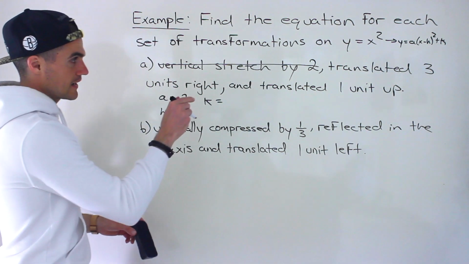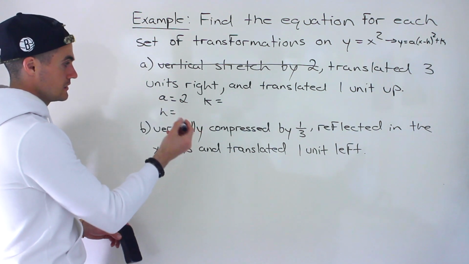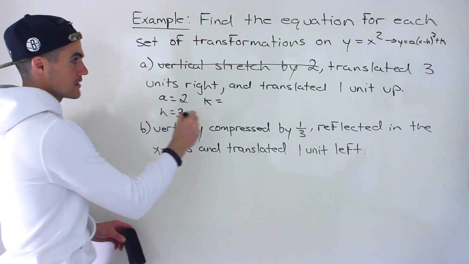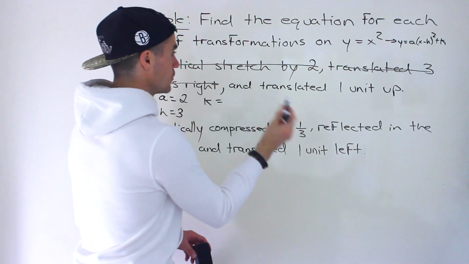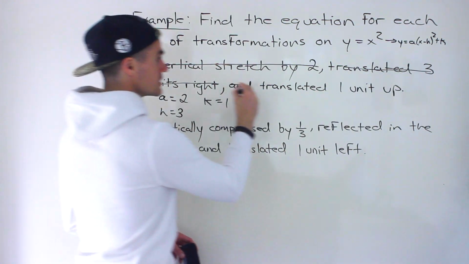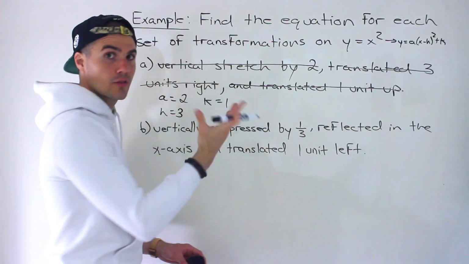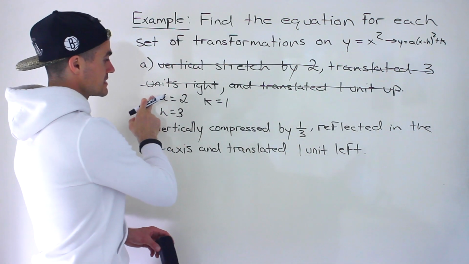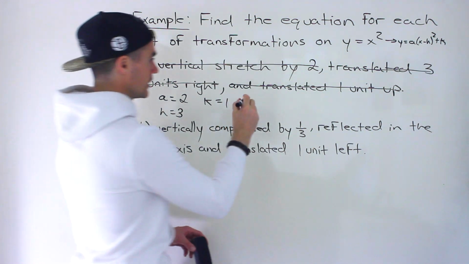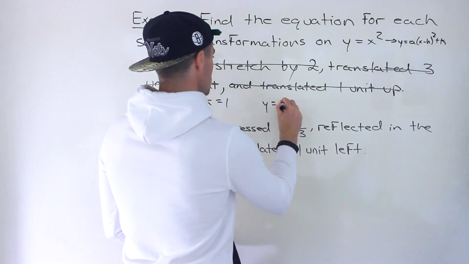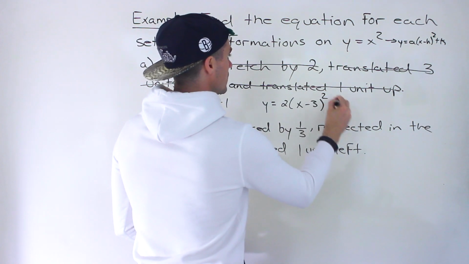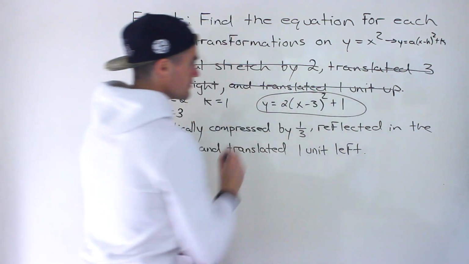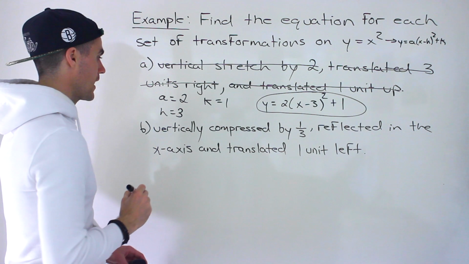The next one, translated 3 units right. That means the h value is positive 3. And then the remaining one, translated 1 unit up, means the k value is positive 1. So we've gone through all the transformations. That's the a, h, and k, and then we just have to plug it in there. So we'll have y equals 2(x minus 3) squared plus 1. That ends up being the final equation for part A.